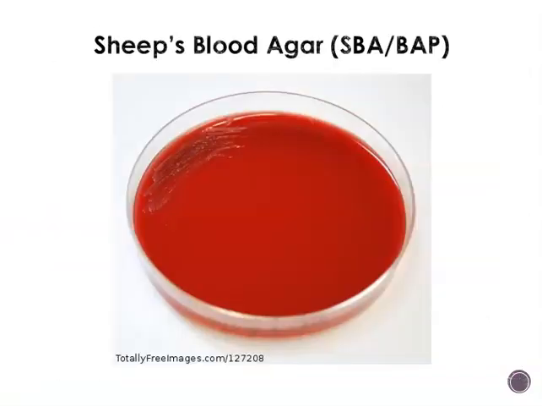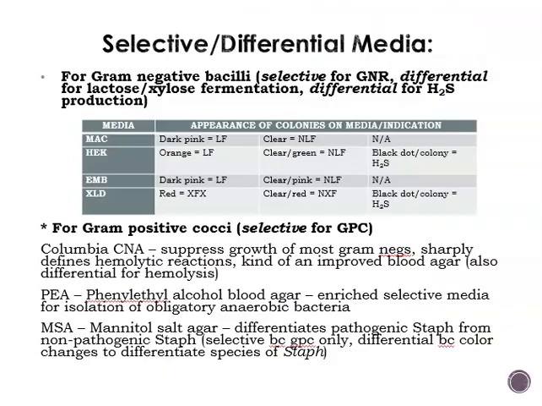Here's just a picture of a sheep's blood agar plate. And again, sheep's blood agar plate, it's an interchangeable term. Okay, and then here's a chart showing some of our different examples of selective and differential media, what they select for and what they differentiate based on.